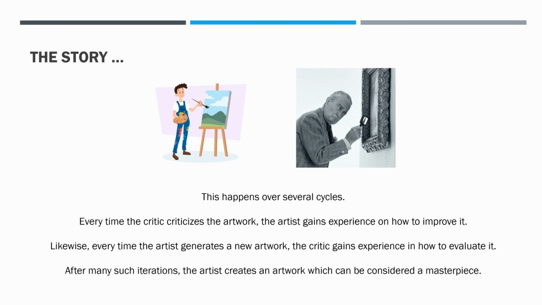Now, this happens over several cycles. Every time the critic criticizes the artwork, the artist gains experience on how to improve it. And likewise, every time the artist generates a new piece of artwork, the critic also gains experience on how to evaluate it. Now, after many such iterations, finally, the artist creates an artwork which the critic considers to be a masterpiece.